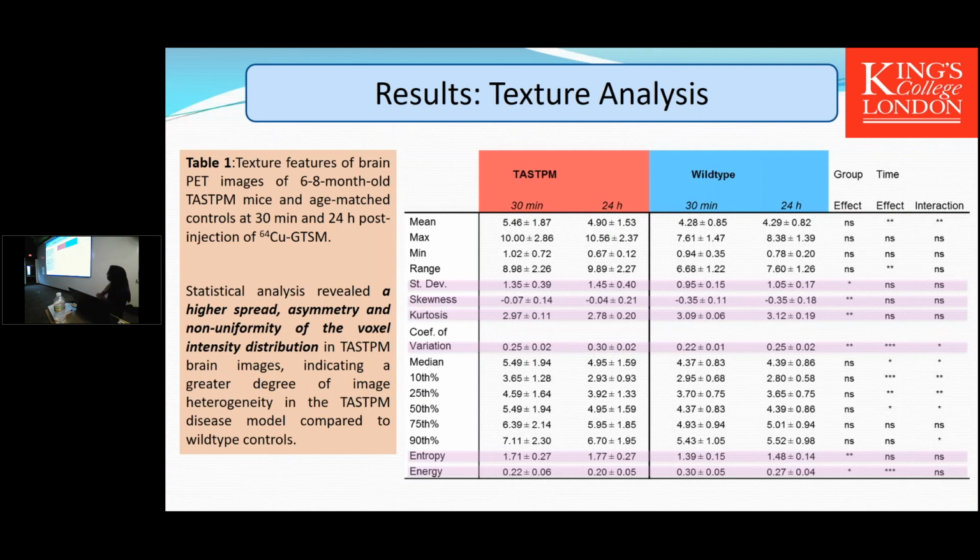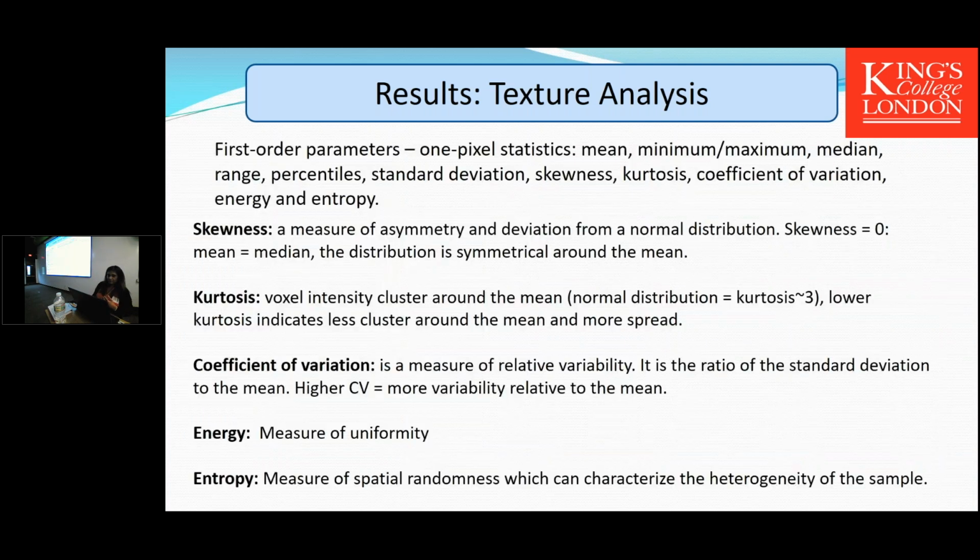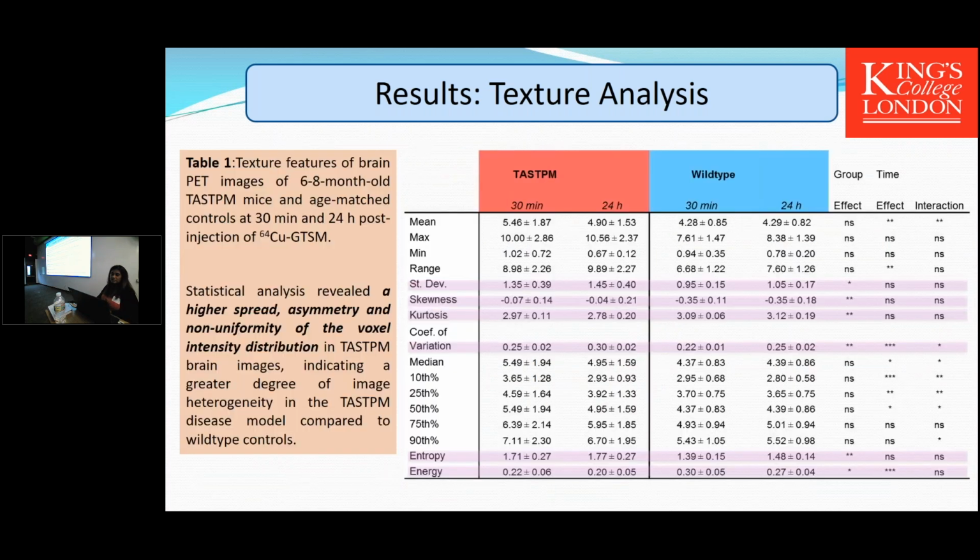If you look at the pink bars, for example, and compare the TAS-TPM group of mice to the wild-type mice, your kurtosis for the wild-type mice is around 3.0 at 30 minutes, and it seems to stay quite similar to 24 hours. If you remember, I said a kurtosis of about 3 is closest to a normal distribution. A kurtosis of 2.97 and 2.78 is telling you that you have less clustering around the mean and more spread.